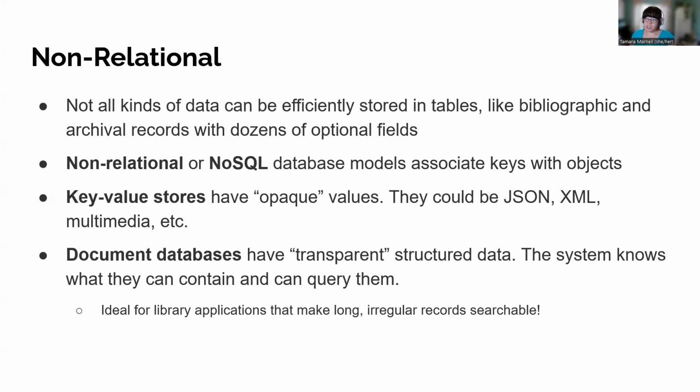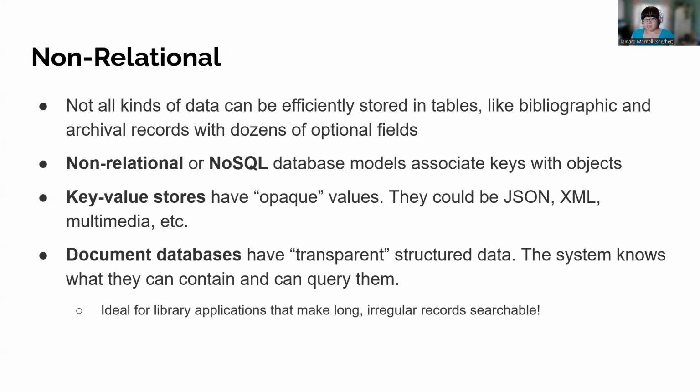It could be JSON, XML, a video file, an image file. It could be a mix of various things. It doesn't know or care. All it knows is that this key is associated with this thing. So that allows for very fast writing and reading processes, but it means you don't know anything about the objects that you're fetching until you actually get it back.